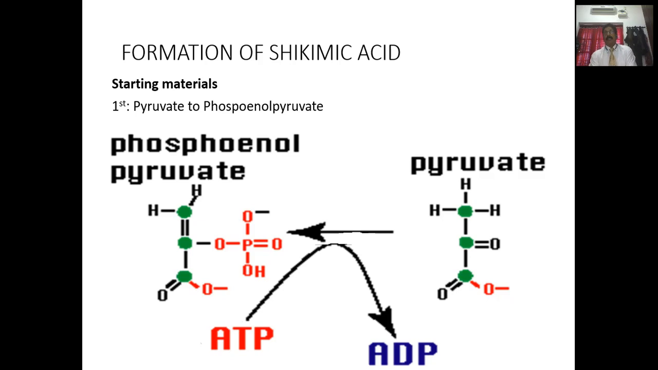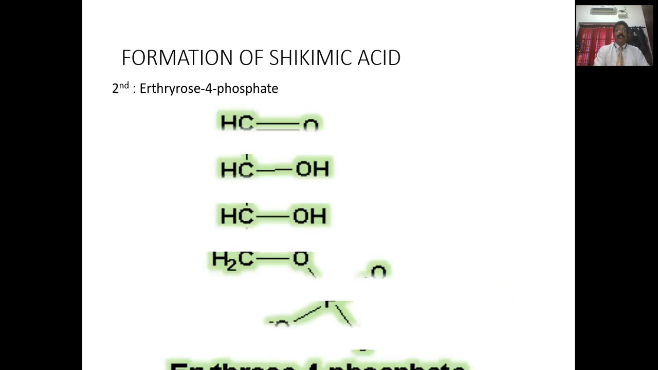A triphosphate is converted into diphosphate, and this is the starting material of a reaction. Shikimic acid, how it is formed. Now you should know the structure of erythrose 4-phosphate. Whenever you are producing some compound, even in the synthetic way in the laboratory, we will be having some reactant. So here we have taken a reactant.